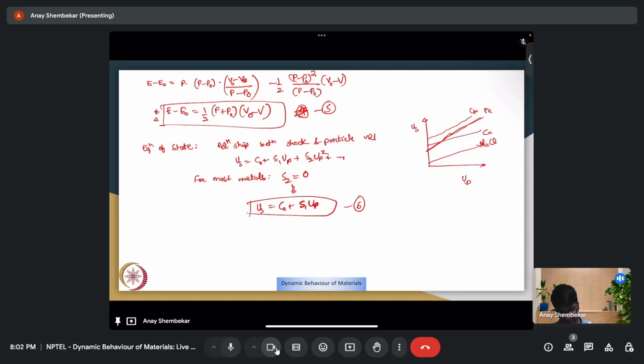And this linear relationship is not for porous materials, and also not for phase transformation.